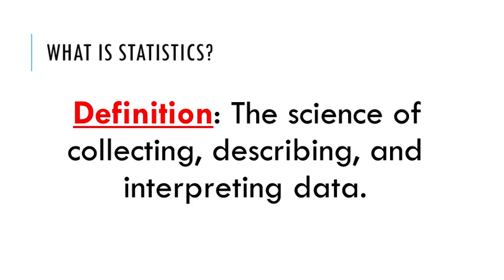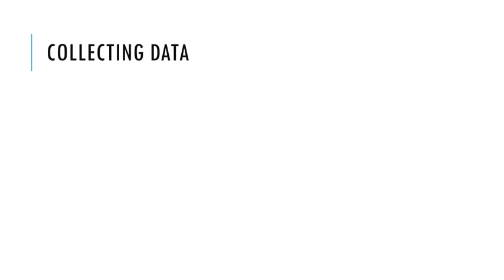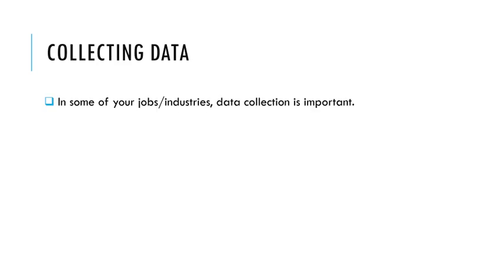So back to our definition. We said that statistics is the science of collecting, describing, and interpreting data. And as I said, in this particular lecture, we're talking about collecting, the data collection process. Now, I know that in some of your jobs and industries where you're employed, data collection is highly important. And I know you already understand that if you're making decisions based on data, then you need to collect data very accurately. And by accurately, we mean without selection bias, as one of the very key things that we have to think about.